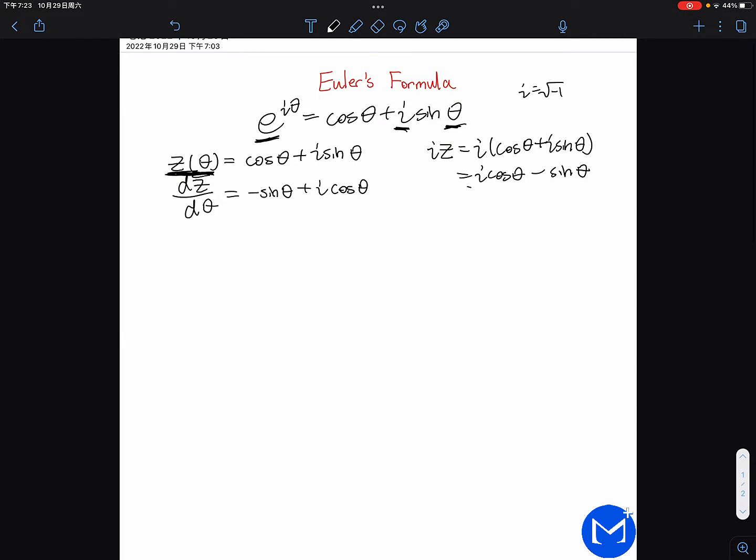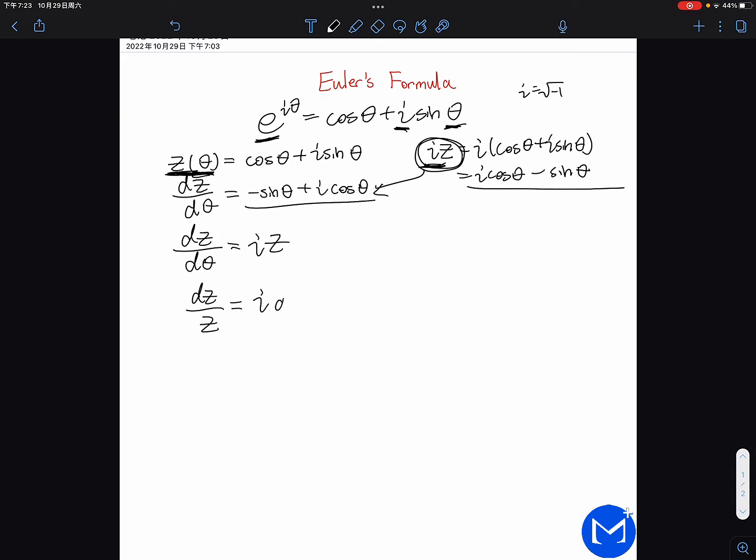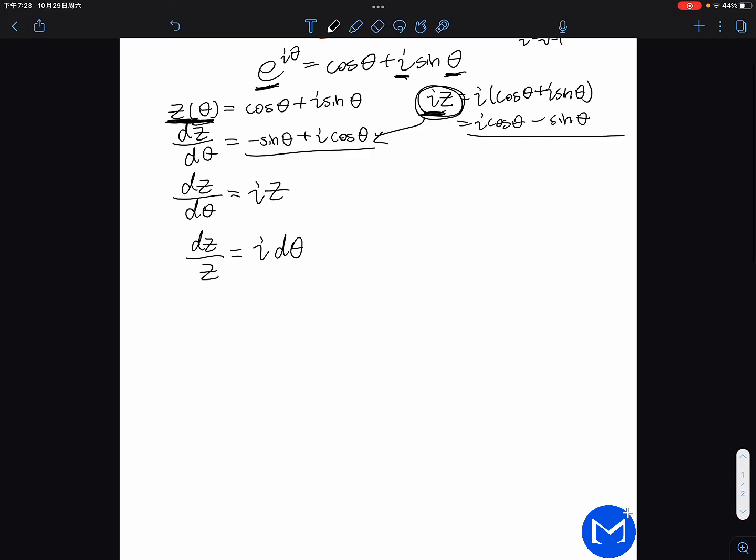And what do you notice? This exactly matches this. So we can sub this in here, which will make the equation turn into dz over d theta equals i times z. See? The equation is much simpler right now. And we're going to now collect like terms and isolate them to each side. So dz over z is equal to i times d theta. And we're going to take the integral on both sides.